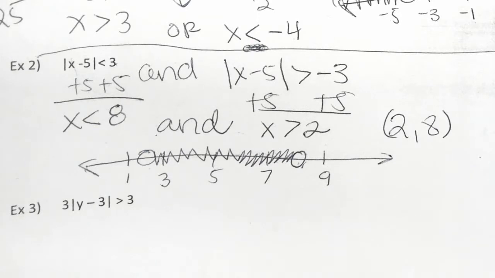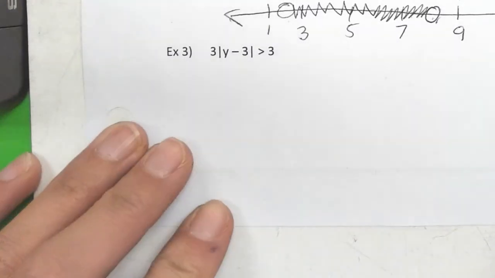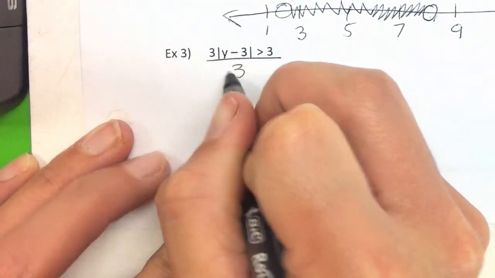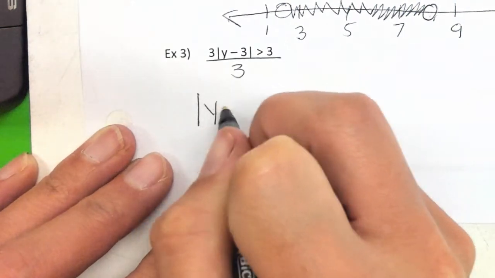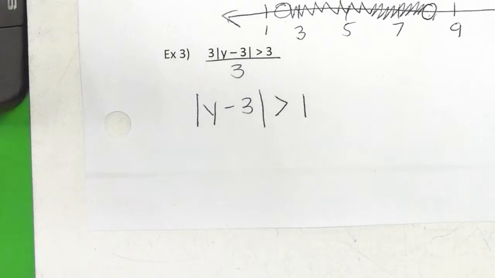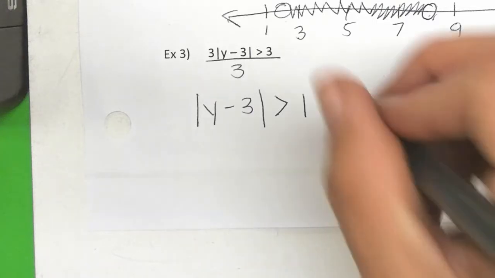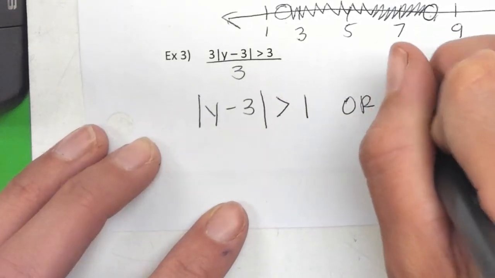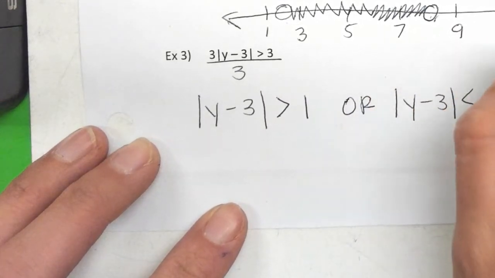Alright, any questions about that one? Okay, next one is the absolute value by itself. Alright, we have to do what? Divide. Good. So we would get y minus 3 greater than 1. Perfect. Now it's in case 1 form because the absolute value is by itself. And what is that inequality sign saying? So it'll be and or. Good. Tell me what case 2 would be. y minus 3 less than negative 1. Perfect.